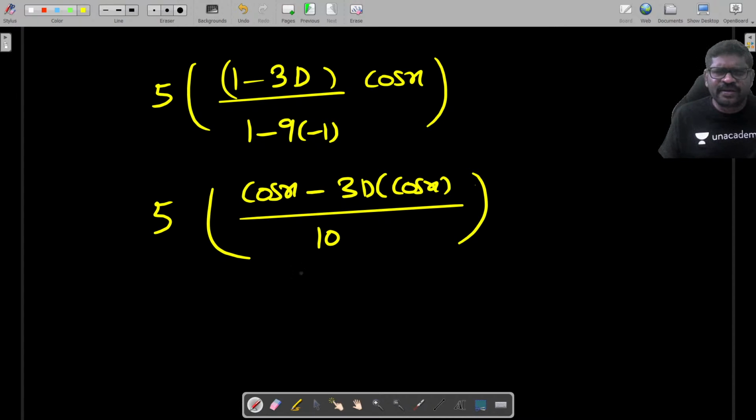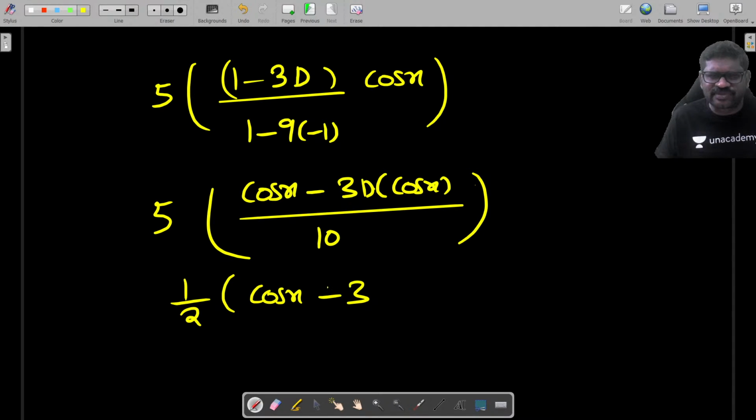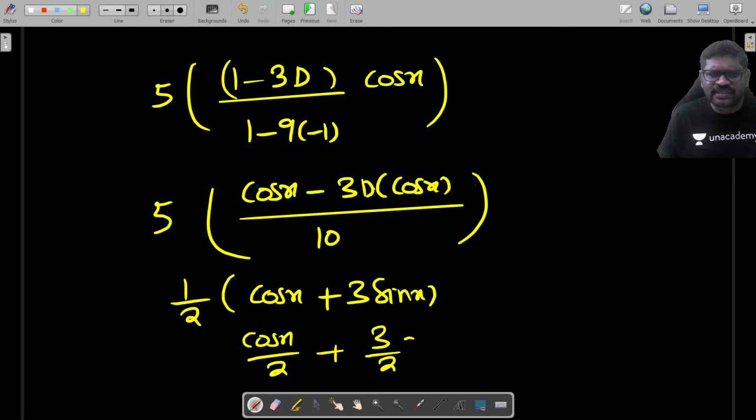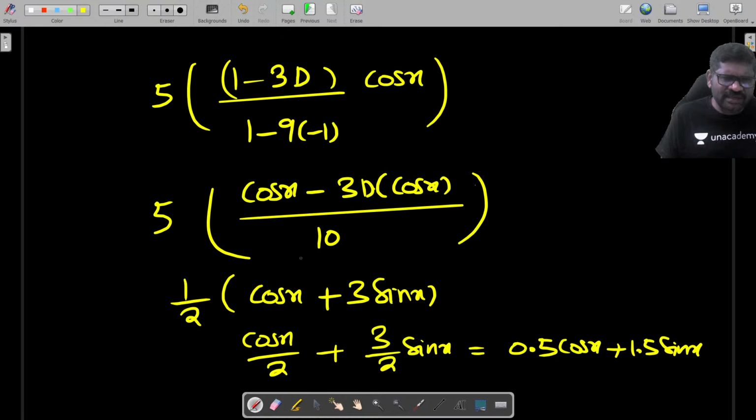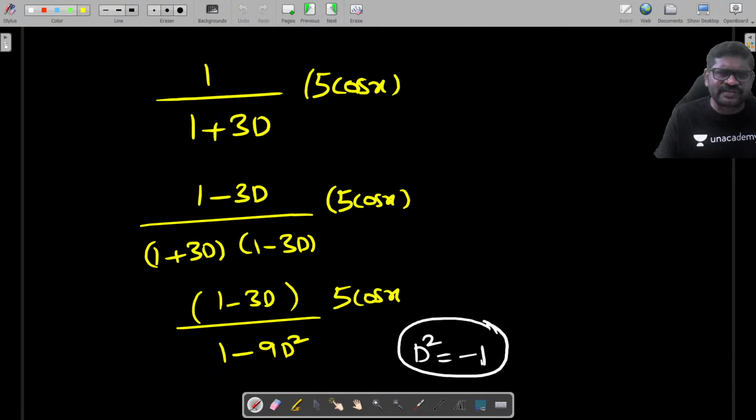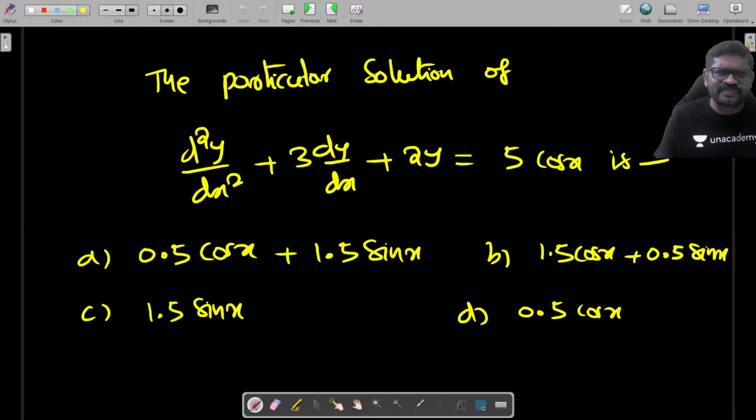Now 5 by 10 means 1 by 2 of cos x minus 3 into differentiation of cos x, which is minus sin x. That's why minus of minus sin x is plus sin x. That implies cos x by 2 plus 3 by 2 sin x. That is 0.5 cos x plus 1.5 sin x. First option is correct.